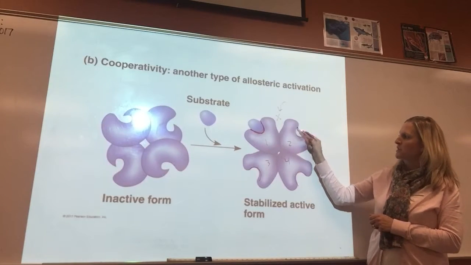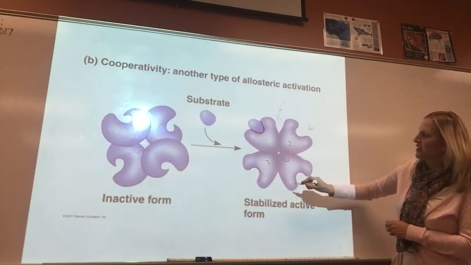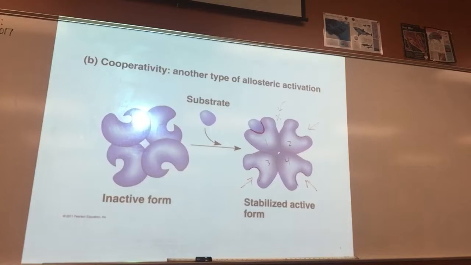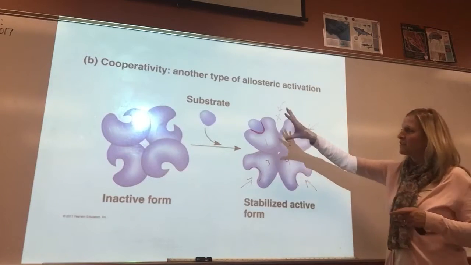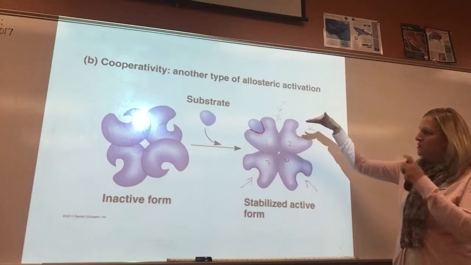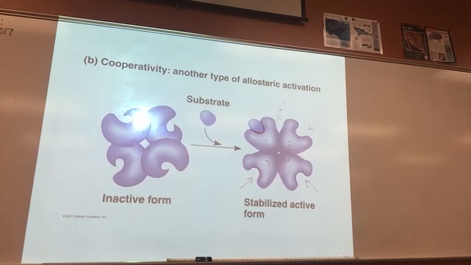So this one substrate stabilizes the other 3 active sites so that a substrate can come and bind into each one of those other active sites, because the active sites are in the right shape. So they're working in cooperativity, they're being cooperative with one another, meaning that the one substrate bound to that active site is going to trigger these next 3 active sites to stay in the right shape so that the substrate can bind. And what did you say about the in-between part?